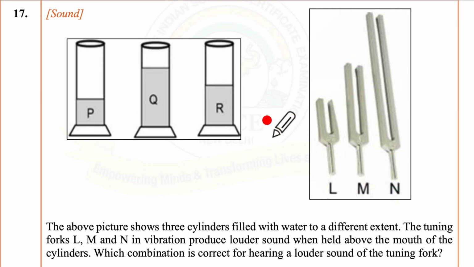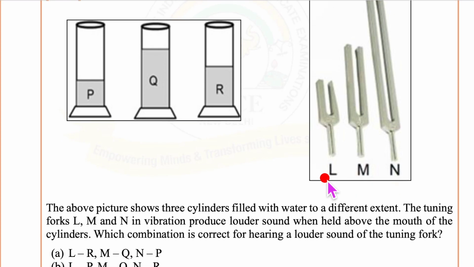Question number 17. The above picture shows 3 cylinders filled with water to different extents. The tuning forks L, M, N in vibration produce a louder sound when held above the mouth of the cylinders. Which combination is correct for hearing the loud sound of the tuning fork?